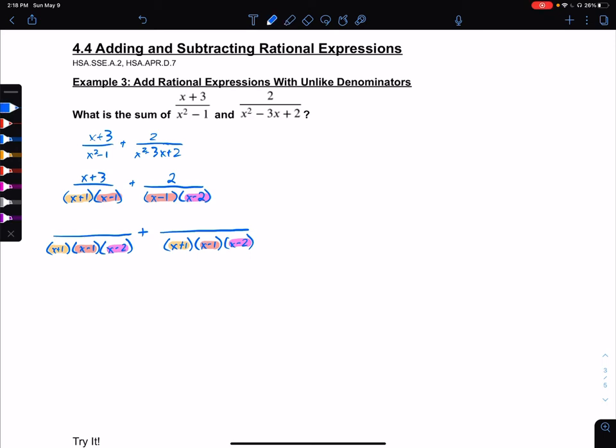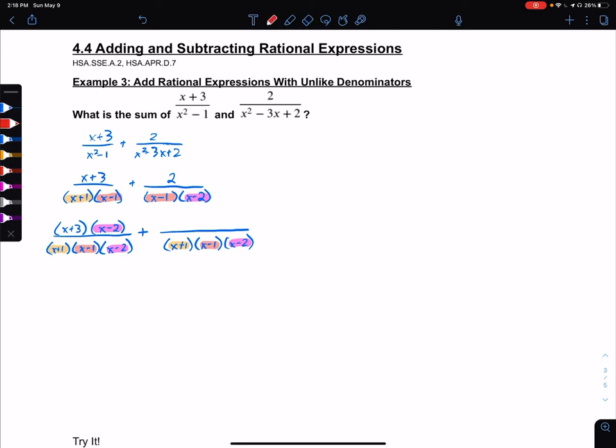Now what's very important is that since I've changed the denominator in both fractions, I need to be careful about the numerator. Any changes to the denominator also need to be shown in the numerator. To do that, I need to ask myself, from here to here, what's new? What has changed? Well, the x plus 1 and the x minus 1 were already there, but that x minus 2 is brand new. So if it's new to the denominator, it needs to be introduced in the numerator. So we want to account for that.